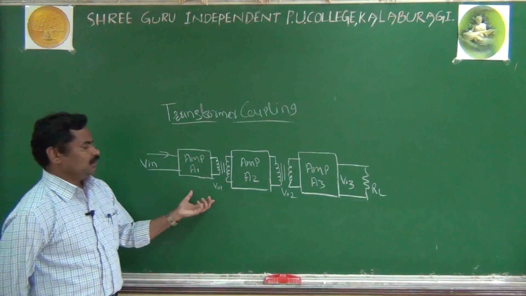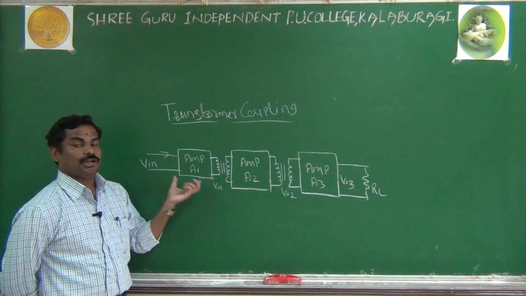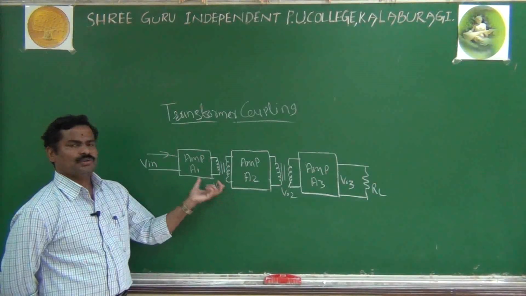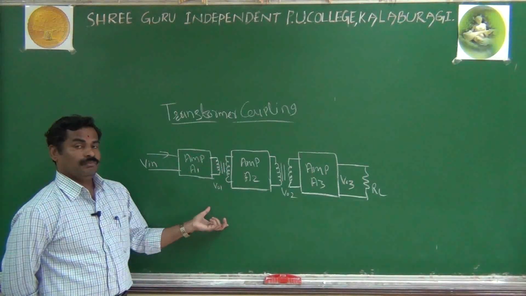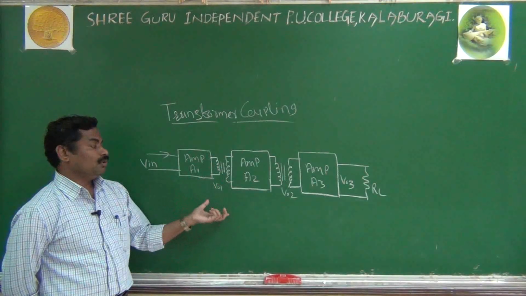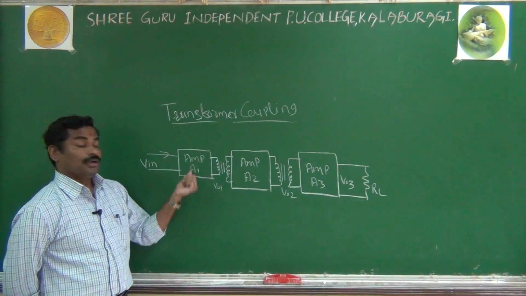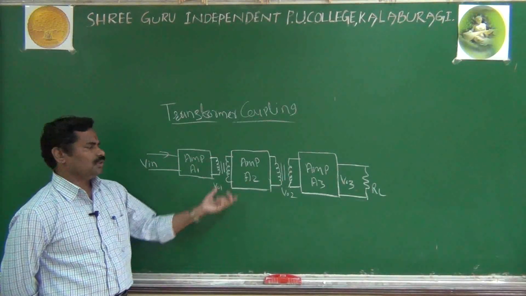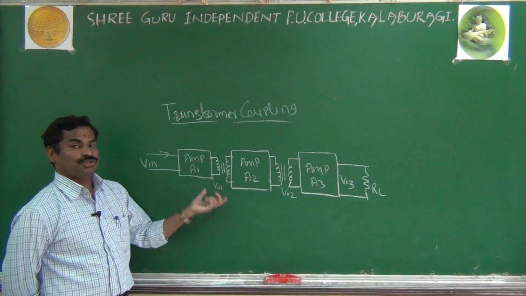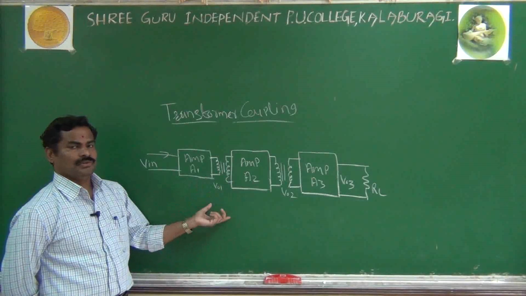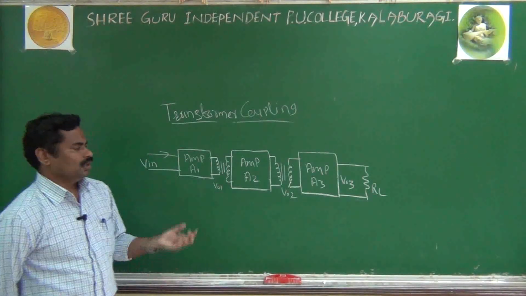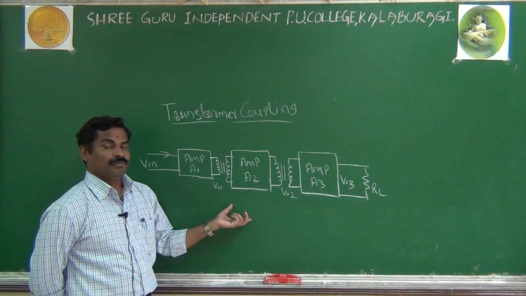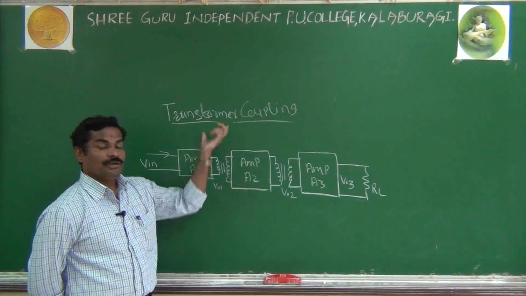What is the drawback of transformer coupling? Actually, its frequency response is not good, because the transformer is very sensitive to frequency. That's why we have very low frequency response. It is also very bulky in size, and also very costly, and bulky for audio frequency. That's why we do not use transformer coupling widely.